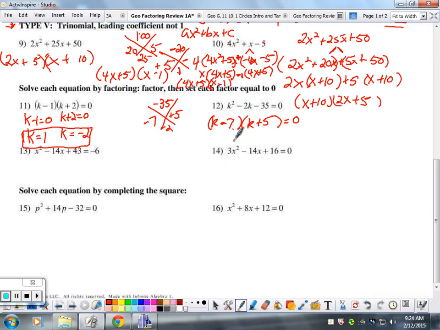What are the solutions going to be? K equals 7, k equals negative 5. K minus 7, if you plug the 7 in, 7 minus 7 is 0, or negative 5 plus 5 is 0. We've solved it.